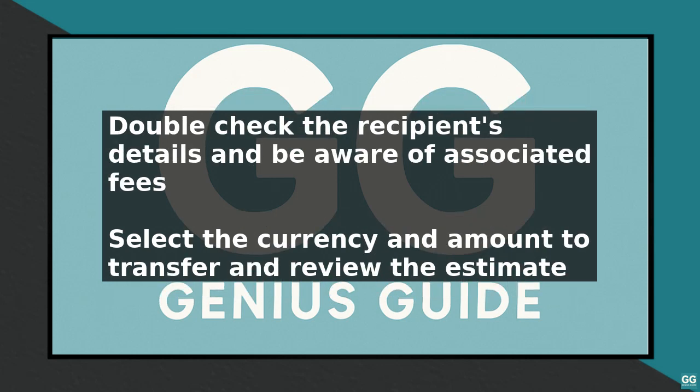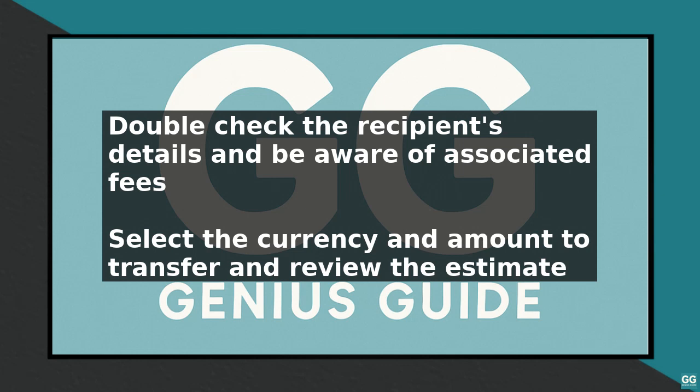After entering the recipient's details, you will need to select the currency you want to transfer and the amount. Revolut will then provide you with an estimate of the transfer fee and the exchange rate. Once you have confirmed the transfer details, you can proceed to make the payment. The transfer will then be processed, and the funds will be sent to the recipient's bank account.